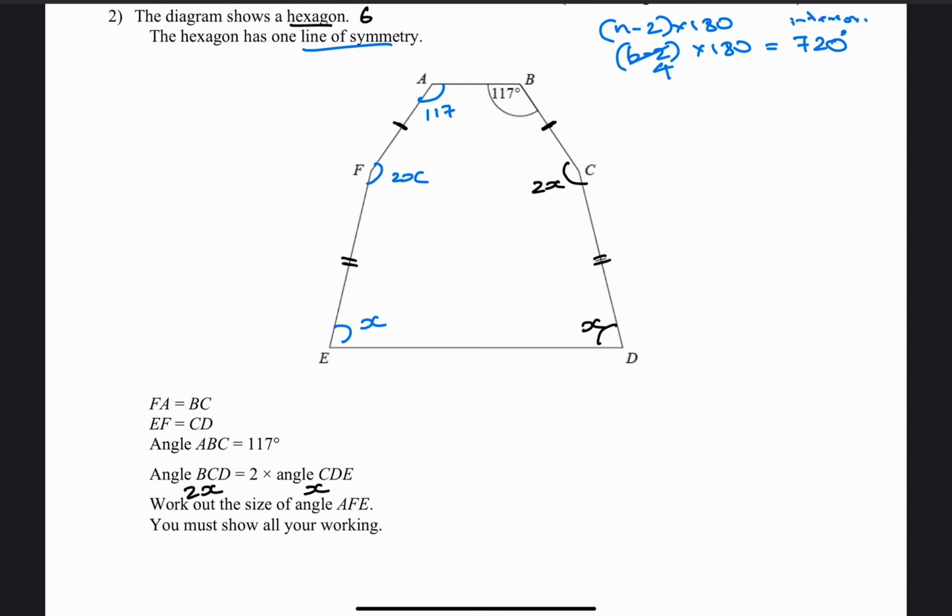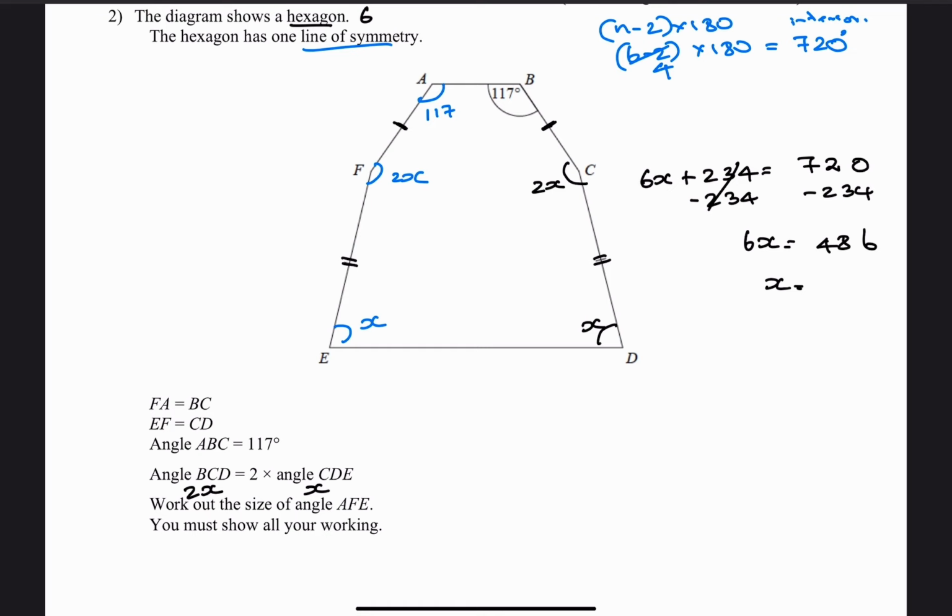However, how much total interior angle do I actually have? If I look at it, I've got x, x, 2x, 2x, that's 6x altogether in there. 6x plus 117 plus 117, that is going to give you 234, should be equal to the total interior angle of a hexagon, which is 720. Solve that: take away the 234 from both sides. That will give you 6x is equal to 720 take away 234, which is 486, and then we'll divide that by 6.